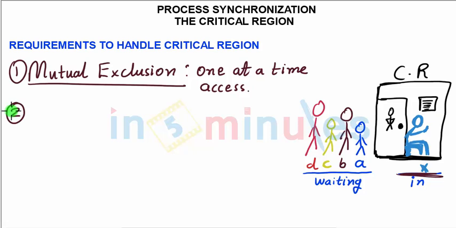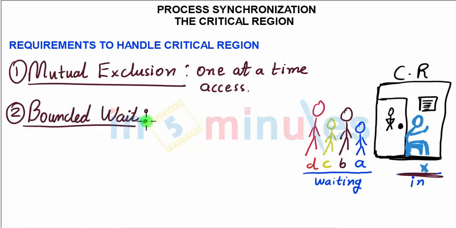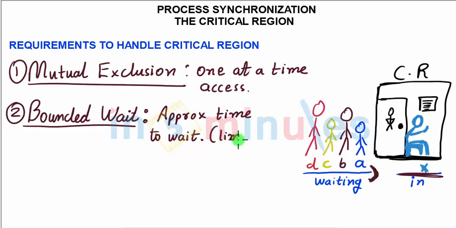The second thing is, again, as per the example, clearly understood, that is bounded wait. When we talk about bounded wait, means what? Approx time to wait. Why we would wait? Because we are waiting to enter the critical region. The system is supposed to be pretty simple. There has to be a limit which would decide the amount of time which at the most a process has to wait for entering a critical region.